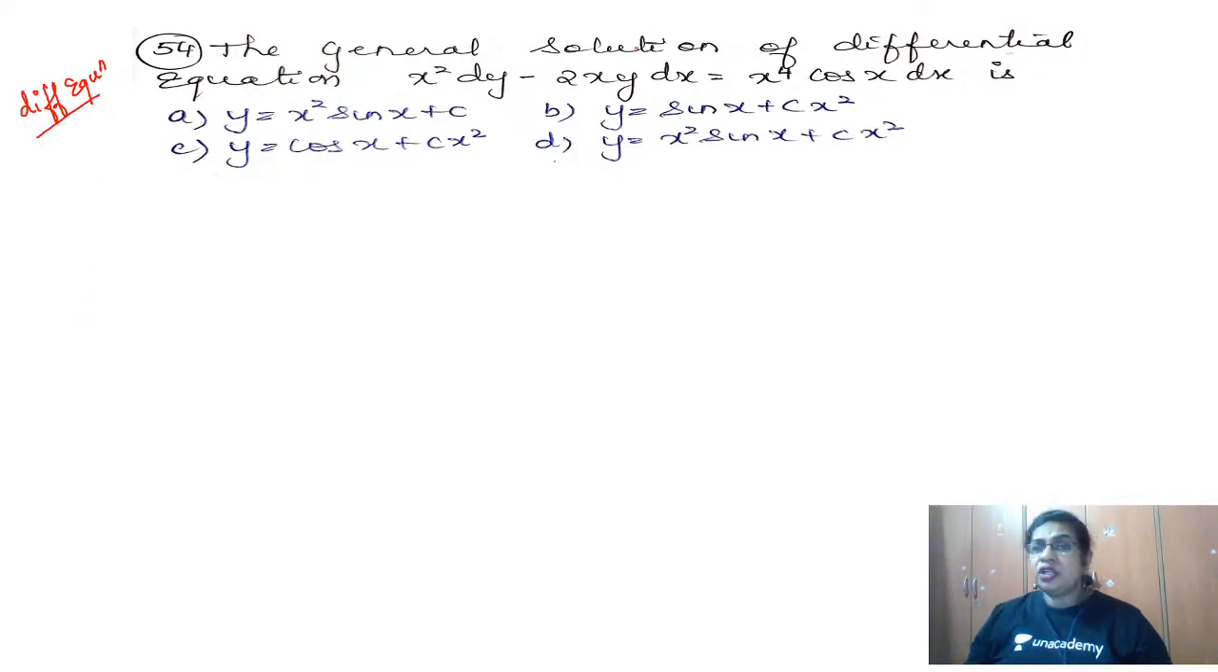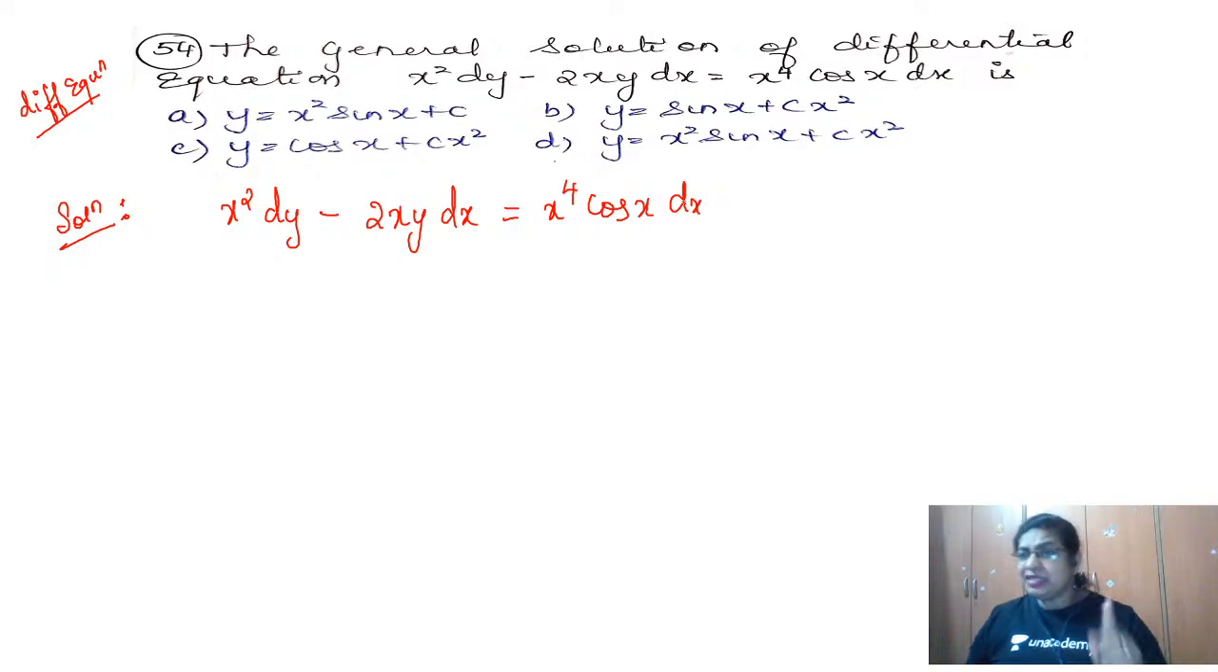The general solution of differential equation x square dy minus 2xy dx is equal to x to the power 4 cos x dx is equal to. Now, what idea comes to my mind? I know when it is general equation, I should get some form. Either it should be dy by dx plus y into p is equal to q, or dx by dy I should get. But look at the question here: x square dy minus 2xy dx is equal to x to the power 4 cos x dx.